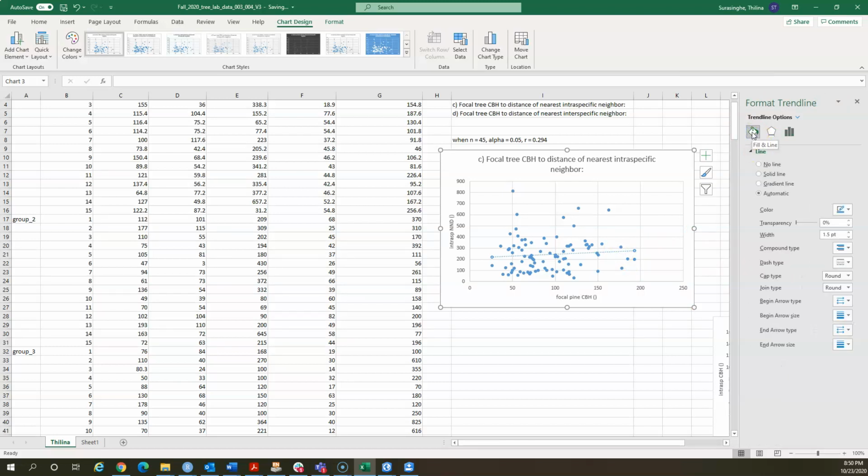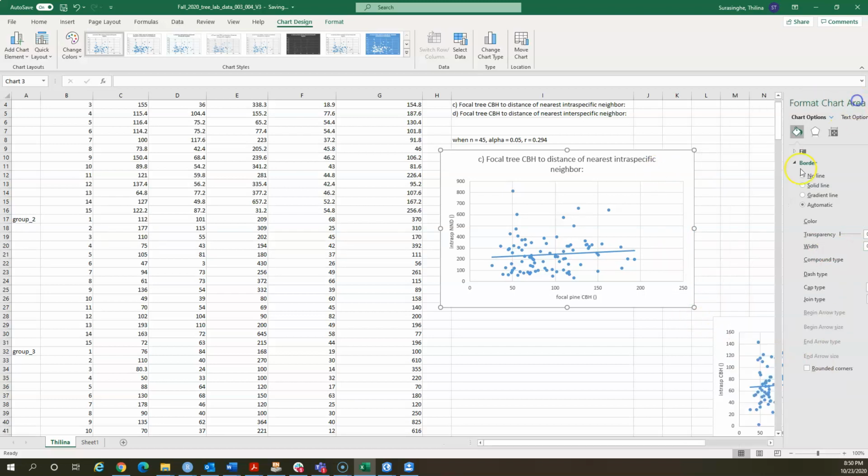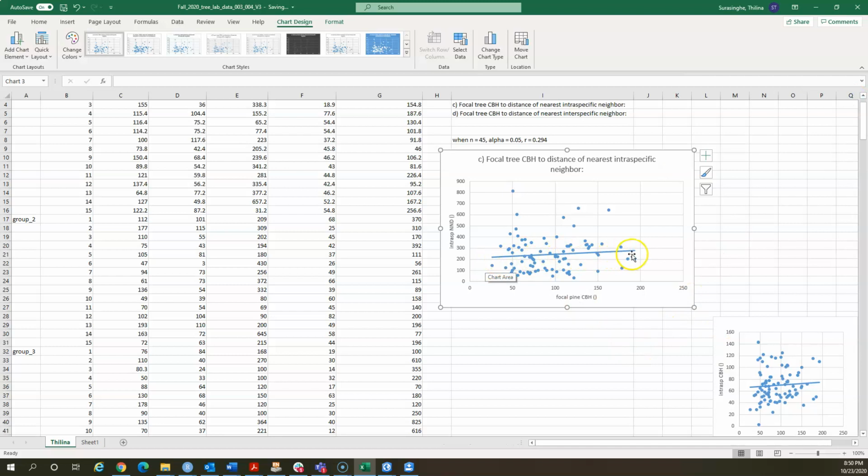Go for this fill and line option. I need a solid line, and I don't want a dash type, I want a solid, right? And then I want to increase the thickness of that by increasing the width. And I got it. Well, that one again, you can see slightly positive, but almost a flat line, right?